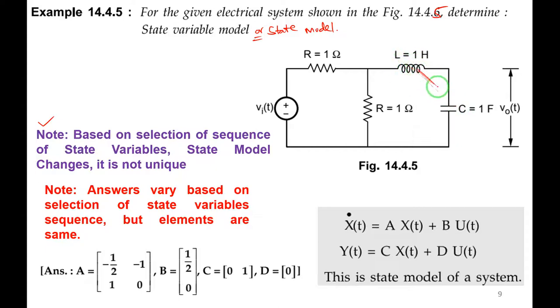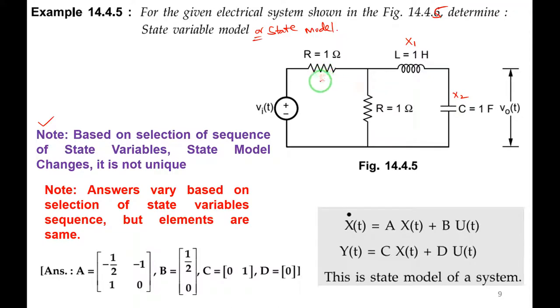So then the state equations will change. The state model will change, right? I hope you're getting it. So the answers vary based on the selection of the state variables. Don't worry. So I have this first energy storage element, the inductor. The current passing through it, let me take it as x1, and the voltage across this capacitor as x2.